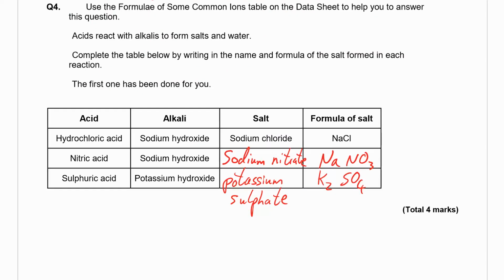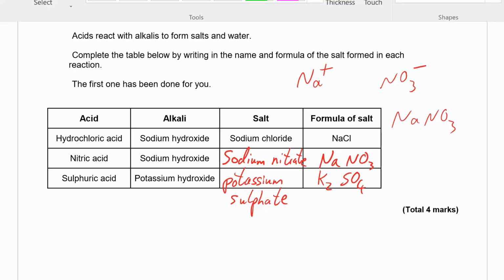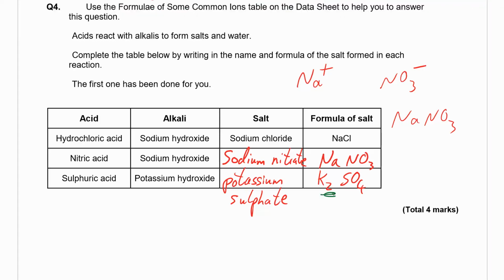Question 4, sodium nitrate. Now going back to charges again, nitrate is negative. Sodium, as we already established, is positive. That's a single positive and a single negative, so they balance perfectly. However, as we already established, a sulfate is 2 negative. Potassium is also in group 1, so it will have a single positive charge. To balance a single positive with 2 negatives, I need to times that by 2. So hence why you have the 2 here.